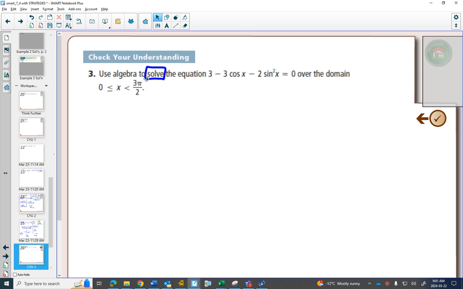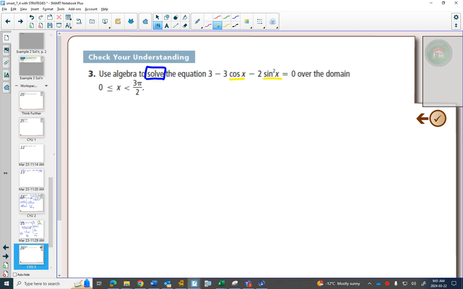So to begin with, we think about solving this, but we should notice that we have sine squared x and a cos x. Those are different trig functions. You can't factor, you can't use the quadratic formula if you have two different things. Okay? We can't change cos x to sine x, but we can change a squared one.